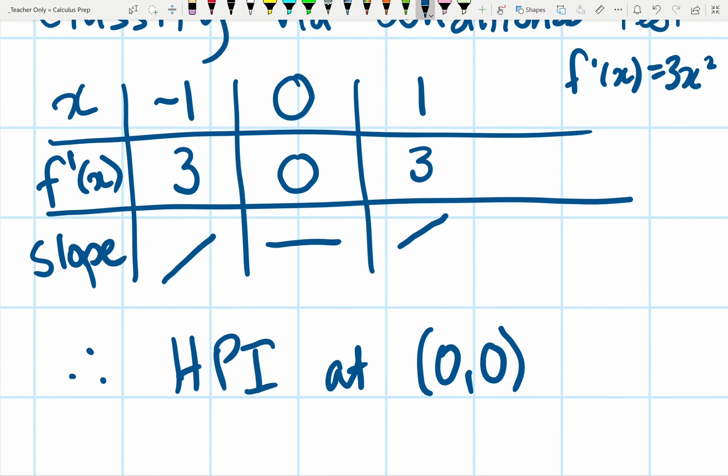So a couple of things. It's very straightforward to find the x-coordinate of any stationary point, but you must then find the y-coordinate to state it as a coordinate pair, and you must classify it as a maximum, minimum, or point of inflection.